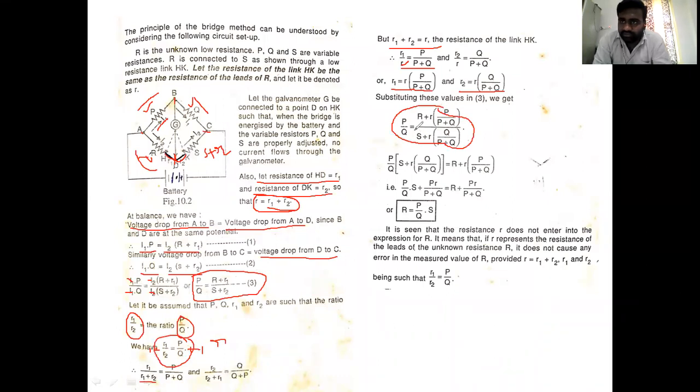So if we simplify this, taking the denominator to the LHS, that is P by Q into S plus R of Q by (Q plus P), that is equal to R plus R of P by (P plus Q). This numerator will be on the left-hand side, and this denominator will go to the right-hand side in the form of a multiplication.